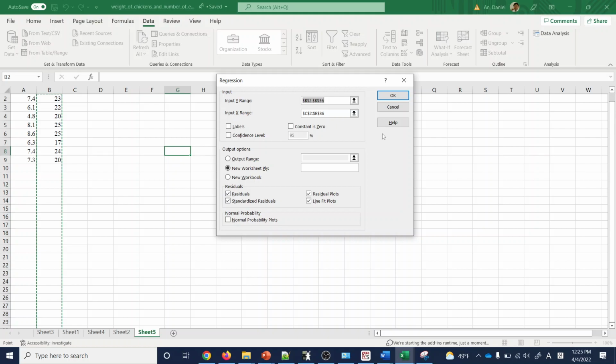So when you have such a thing, you should first think about the independent variable and dependent variable. Our purpose is to predict the number of eggs hatched from the weight of the chickens, right? So you take the number of eggs hatched as your Y range, because that's what you want to predict. And for the X range, you want to select the weight.